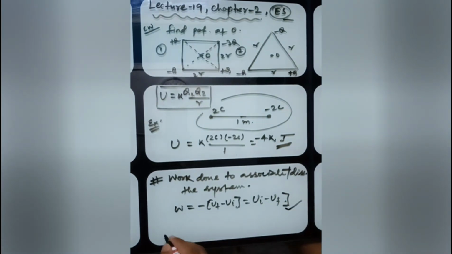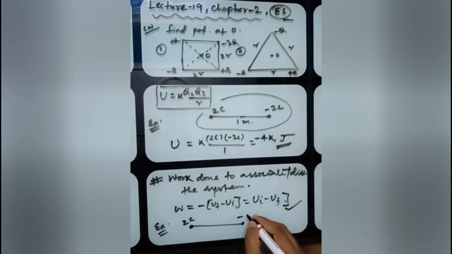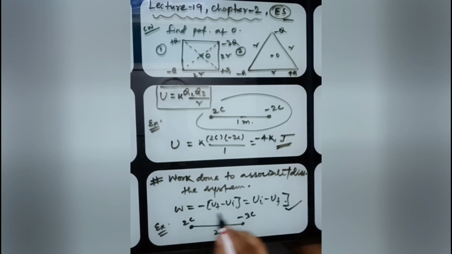Okay, now the example, this will give you the answer. Example: this is 2 coulomb and minus 3 coulomb at a distance of 2 meter, and this is a system. You have to find the work done to dissociate this system and bring this charge 2 coulomb to 1 meter.